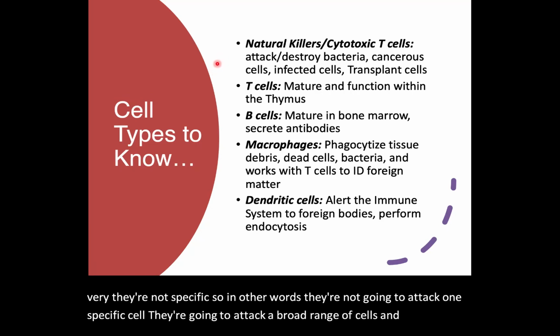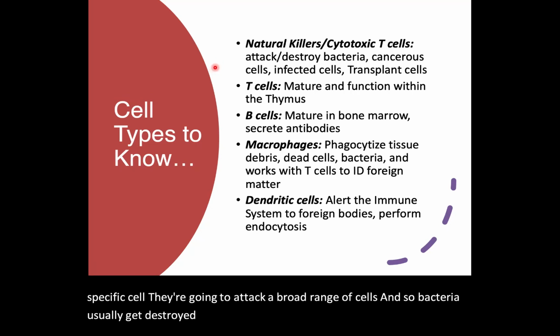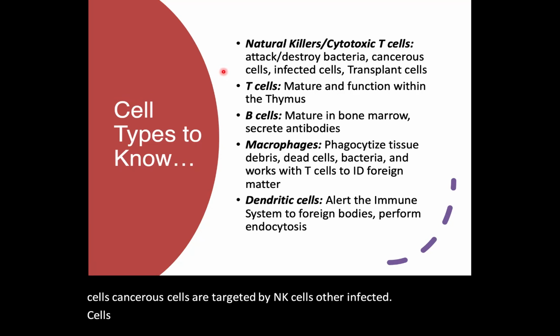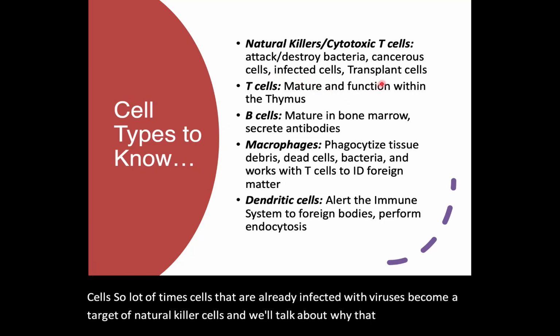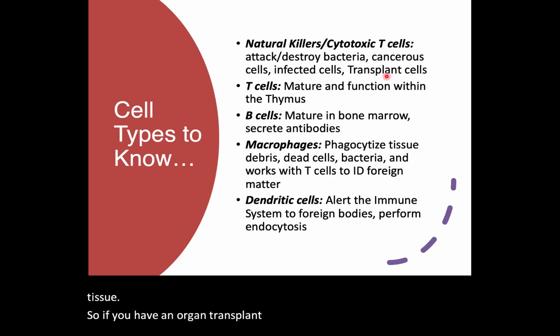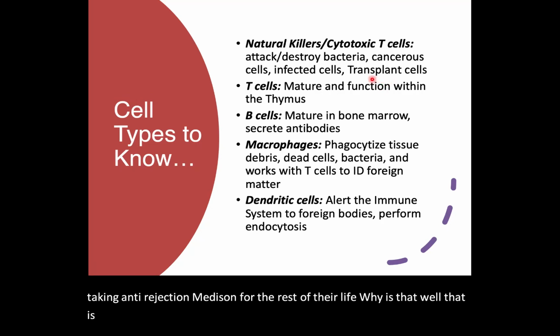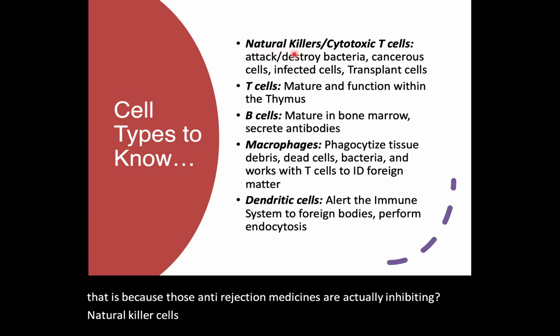And so bacteria usually get destroyed by natural killer cells, or what I define as being NK cells. Cancerous cells are targeted by NK cells. Other infected cells, so a lot of times cells that are already infected with viruses become a target of natural killer cells, and we'll talk about why that is. Transplanted tissue. So if you have an organ transplant, you know that that individual is taking anti-rejection medicine for the rest of their life. Why is that? Well, that is because those anti-rejection medicines are actually inhibiting natural killer cells. They're blocking natural killer cells from being able to identify these other cell types.